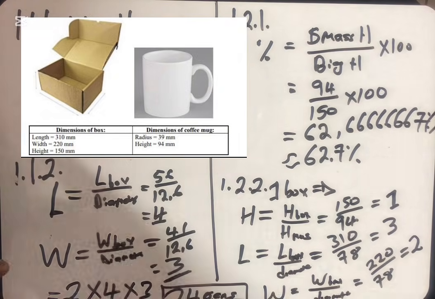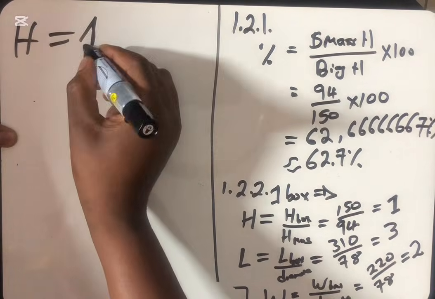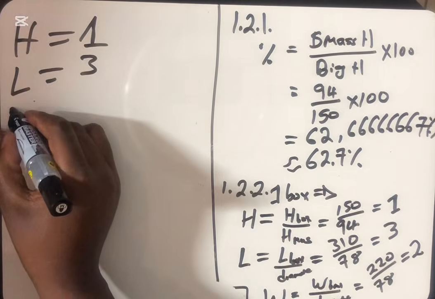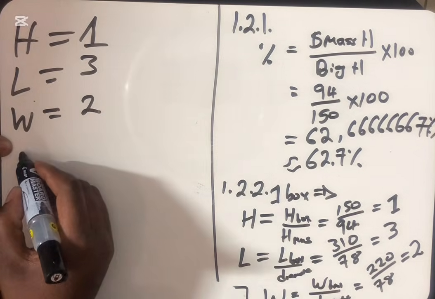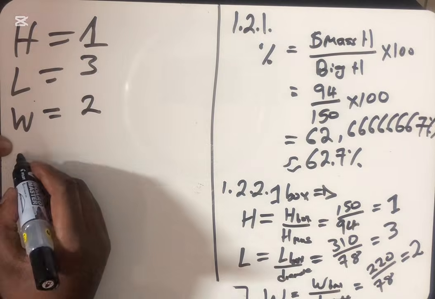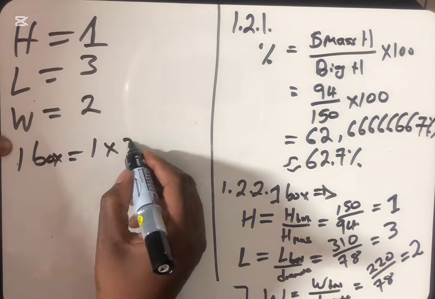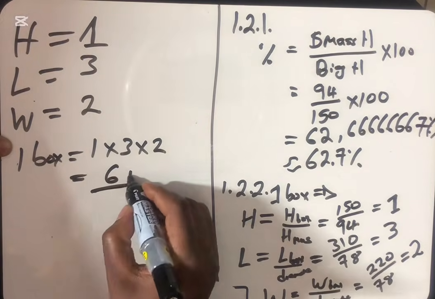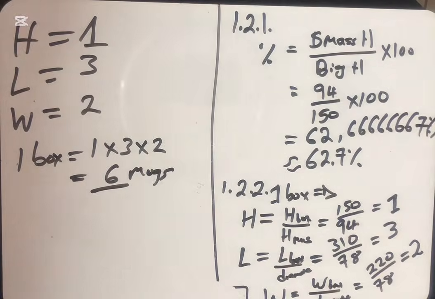So now along the height we found 1, along the length we found 3, along the width we found 2. So the total inside one box is going to be 1 multiplied by 3 multiplied by 2, which is 6 mugs. One box is going to contain 6 mugs.